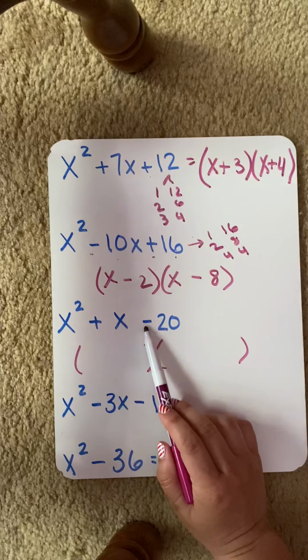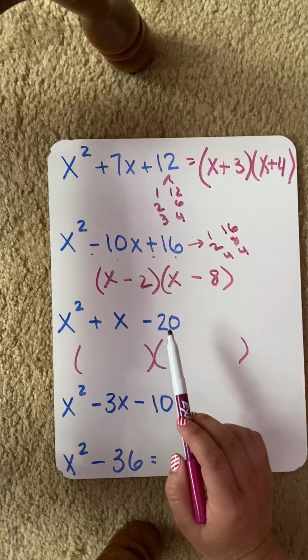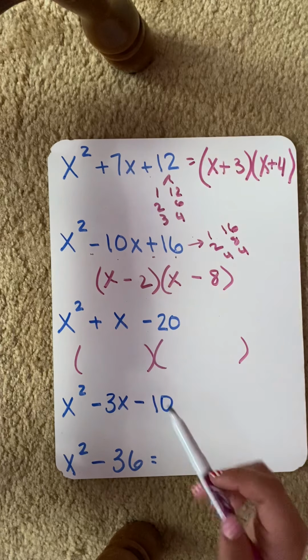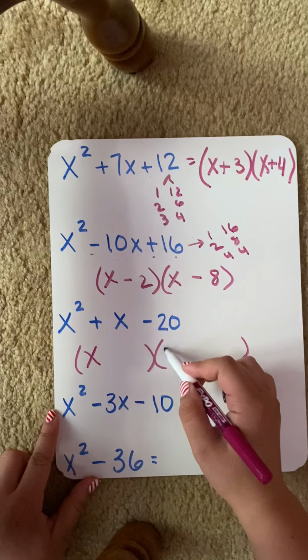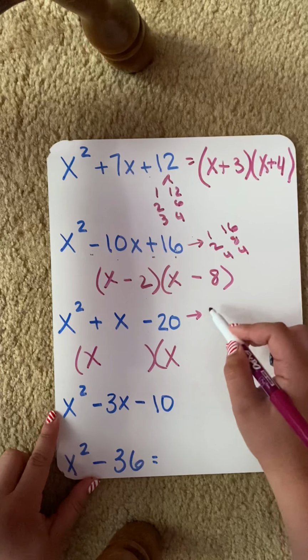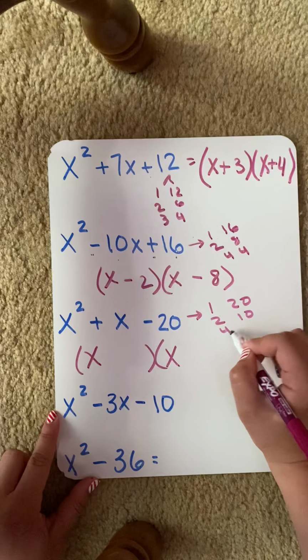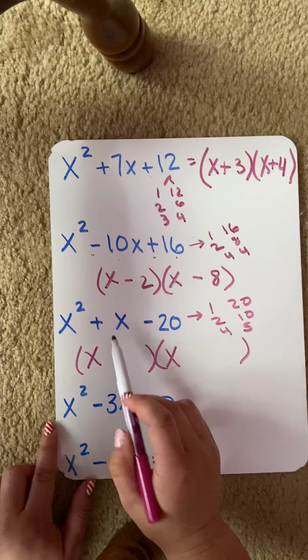Now we have a subtraction sign here. So we have what multiplies to 20 and subtracts to 1. Not adds anymore since we're working backwards. So we have 1 and 20, 2 and 10, 4 and 5. So 4 and 5 subtract to 1.